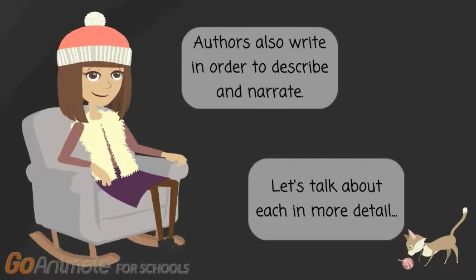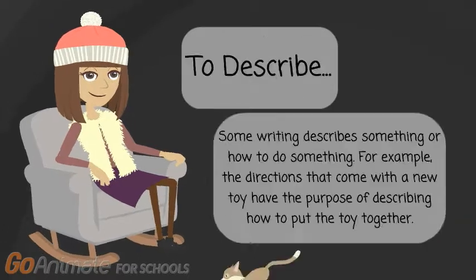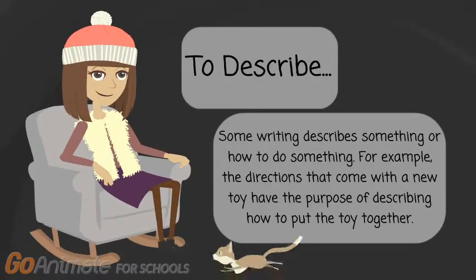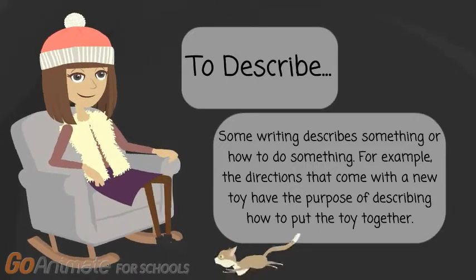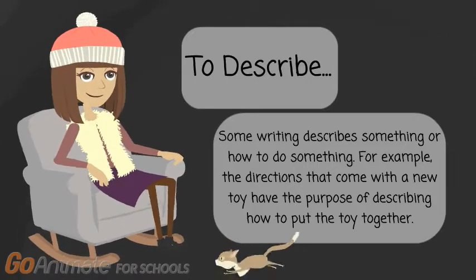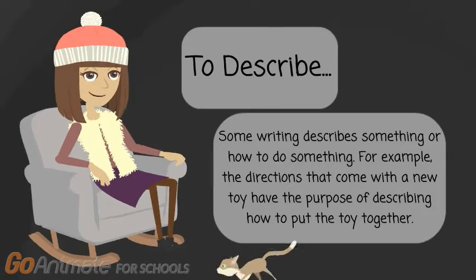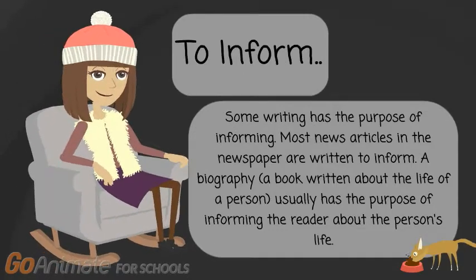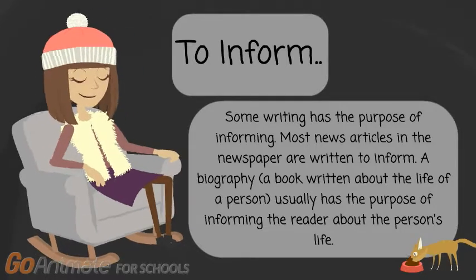Authors also write in order to describe and narrate. Let's talk about each in more detail. To describe. Some writing describes something or how to do something. For example, the directions that come with a new toy have the purpose of describing how to put the toy together.